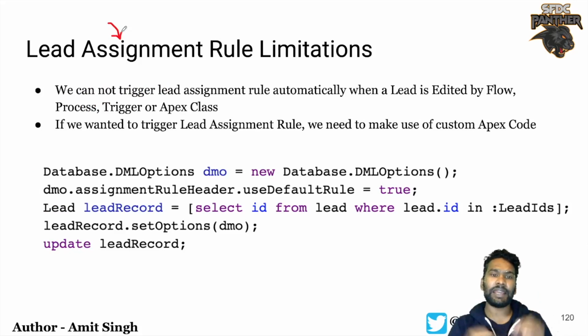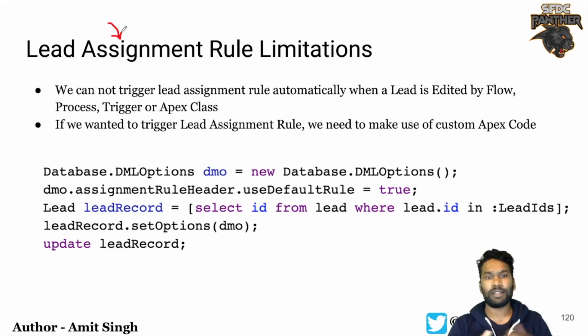Whenever we edit any lead record with the help of a flow, a process builder, workflow rule, or any trigger or Apex class, the lead assignment rule doesn't trigger automatically. Even if there is a lead assignment rule we create, and the criteria are met, the lead assignment rule will still not trigger. So if we want to trigger it, we have to use some sort of custom Apex code. So what our scenario says is we need to trigger the lead assignment rule.